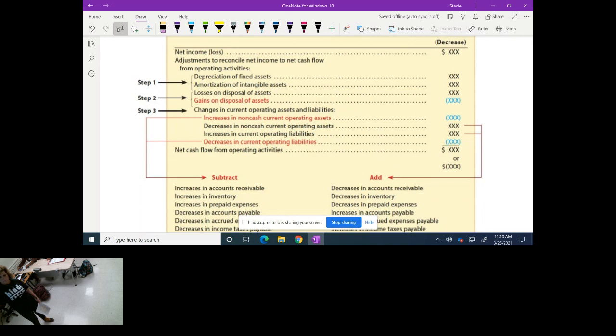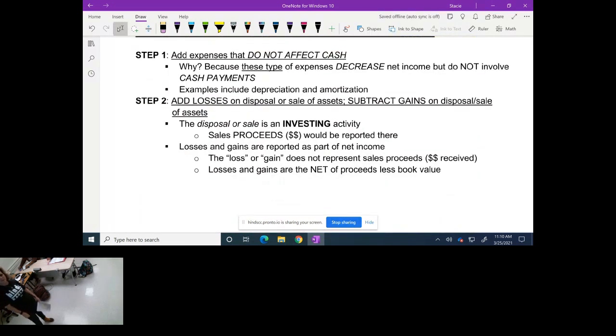All right. The first two steps we're going to look at, and then we'll move on to step 3 and some other problems. But we're going to add expenses first that don't affect cash because they're decreasing your net income. But if you have not paid for those in cash, then you need to add them back to determine what cash is. It's hard to explain.